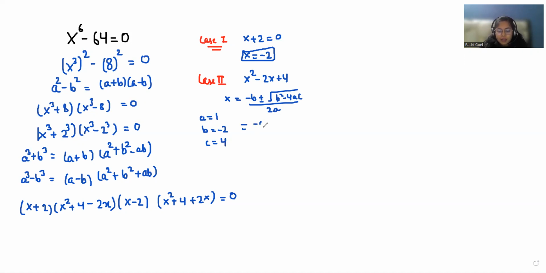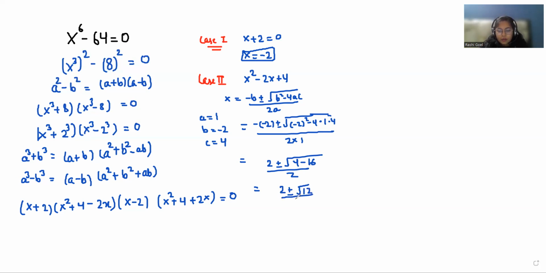So minus b is 2, plus minus under root of minus 2 square minus 4 times 1 times 4, by 2 times 1. So 2 plus minus square root of 4 minus 16, by 2. So 2 plus minus square root of 12 by 2. So 2 plus minus 2 root 3 by 2, if I take 2 as common. So 1 plus minus root 3 by 2. So we can cancel out. So the other roots of x are 1 plus minus square root of 3.